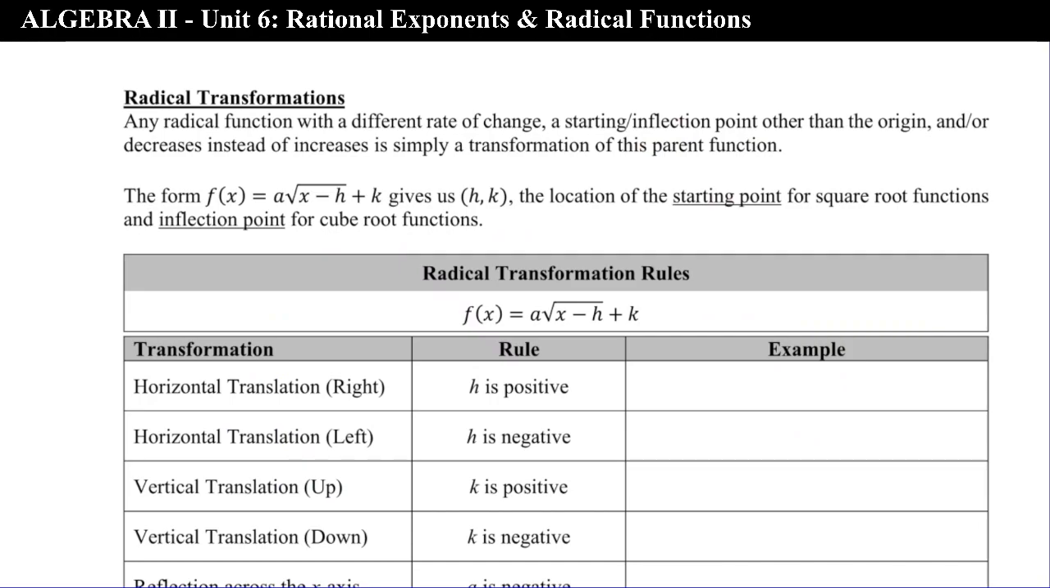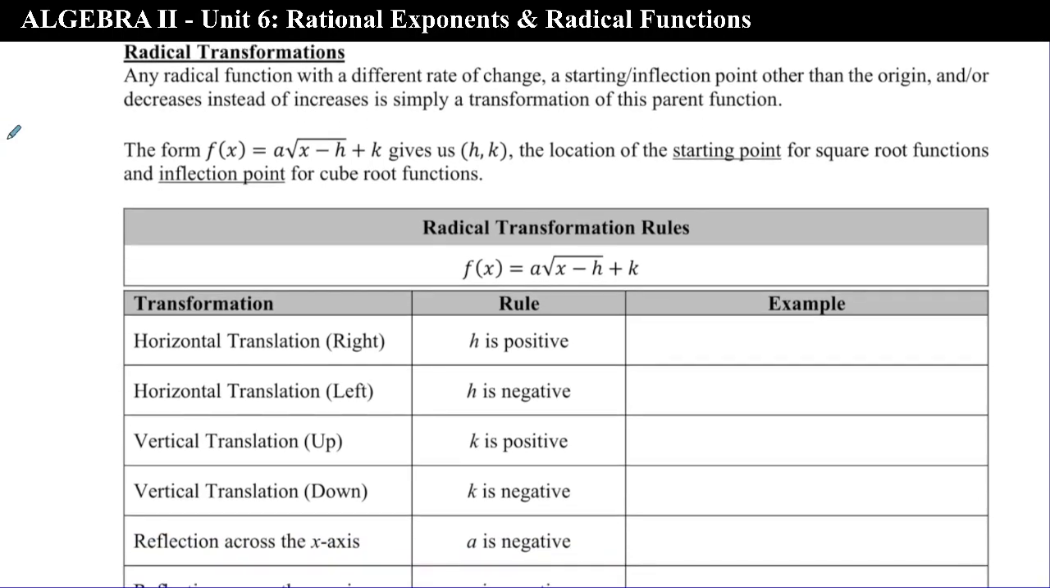So now that we've looked at the two parent functions for square root and cube root, let's talk about transformations. And we only have to talk about transformations for radicals in general because they all behave the same. In fact, this one behaves no different than the transformations we've already dealt with. So we're going to go quickly through these. A radical function with a different rate of change, a starting or inflection point other than the origin, and/or decreases instead of increases, is simply a transformation of this parent function.